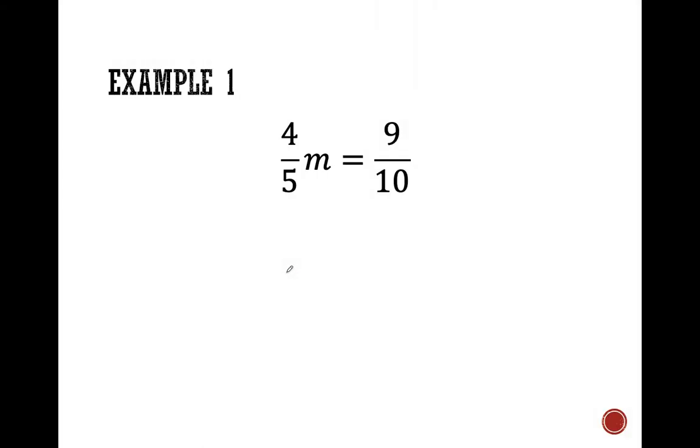So let's take a look at the first example so I can show you what I mean. Here we have 4/5 m equals 9/10. Remember, when we solve these equations, our goal is to get the m by itself. So to do that, we're going to multiply on both sides by the reciprocal of the number next to the m. So the 4/5, we're going to flip it upside down, and we're going to multiply both sides by 5/4.